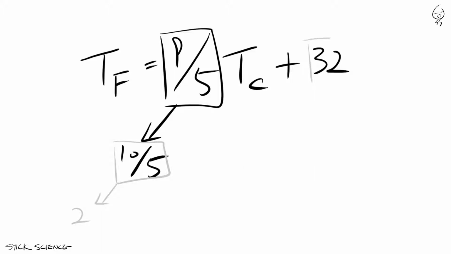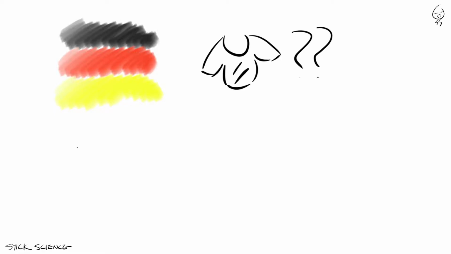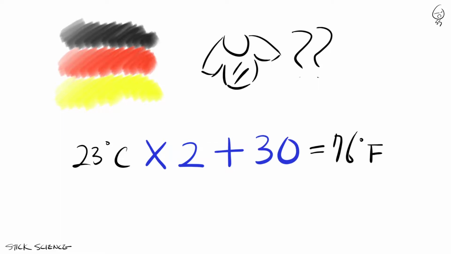Also, if you'll notice, 32 is really close to 30. And because we increased the value of our calculation by rounding up to 10 over 5, rounding down to 30 actually helps. Unless it's below freezing, in which case it won't. But that's what you get for approximating. So if you go to Germany and can't decide if 23 degrees Celsius is too hot for a sweater, just remember, multiply by 2 and add 30. That'll give you 76 degrees Fahrenheit.